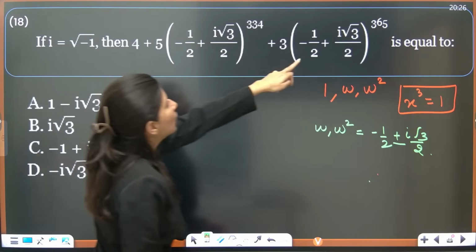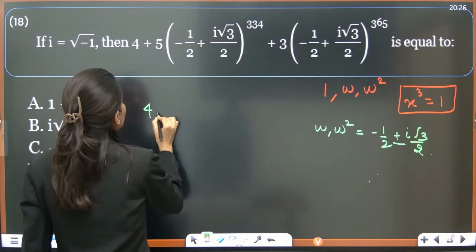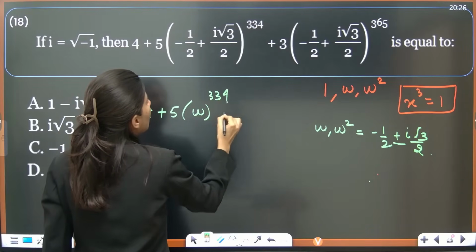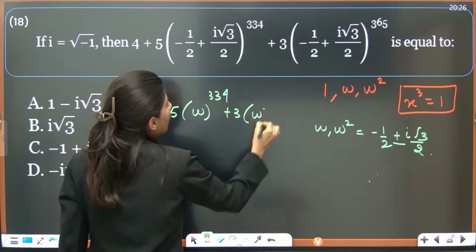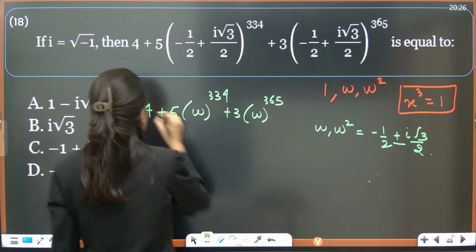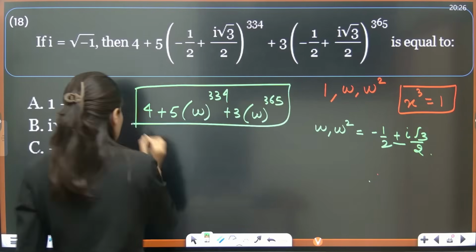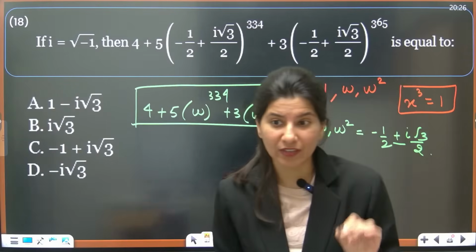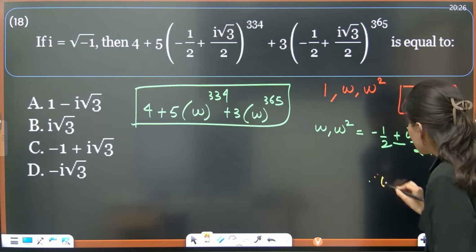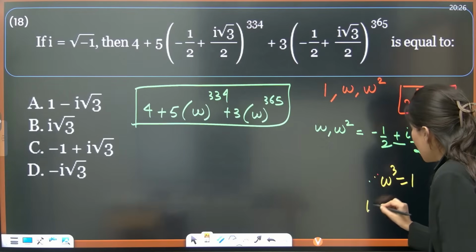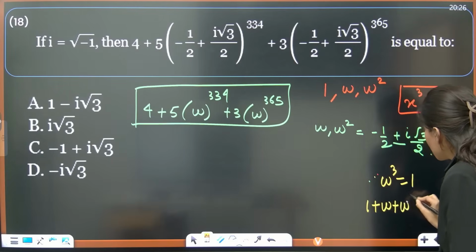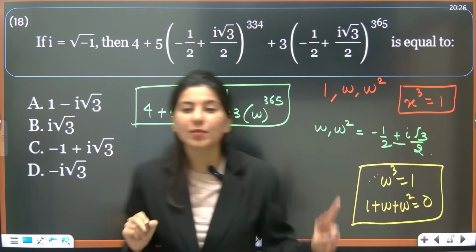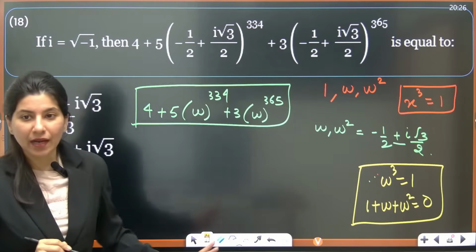So your expression will be 4 plus 5 omega power 334 plus 3 times omega power 365. Now you will be absolutely sorted. You just have to know the relations of omega. Omega cube is equal to 1 and 1 plus omega plus omega square becomes 0. These are the only two important formulas related to omega.